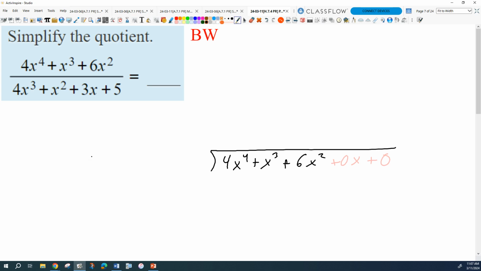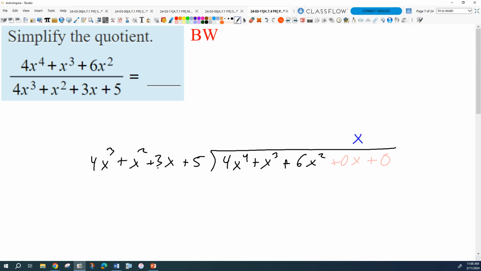Good. And then on the bottom, or outside, I've got this big thing. Now, you guys were probably thinking this was pretty mean to give you such a big denominator, but it actually was pretty nice, wasn't it? The bigger the degree of the denominator, the fewer times you have to go through the process. Okay, so what's the first term on the top? X, good, because 4x to the fourth divided by 4x cubed is x.